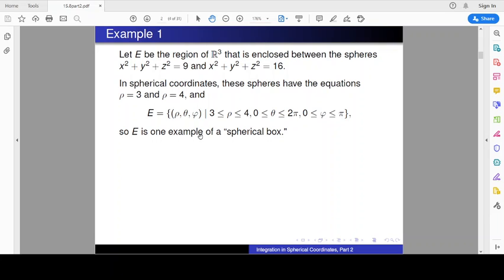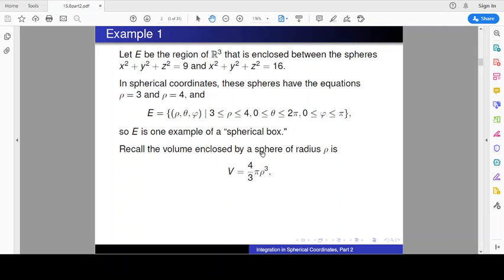Now that we've got this space E modeled as a spherical box, maybe we'll try to compute its volume. You might recall the volume enclosed by a sphere of radius rho is given by the formula V equals 4/3 pi times rho cubed. If you don't remember that formula, don't worry, because now you have the power of integration in spherical coordinates to compute volumes for you. So you don't need to memorize silly formulas.